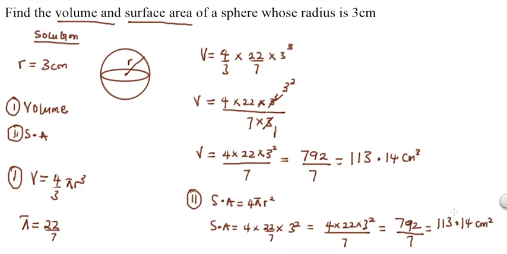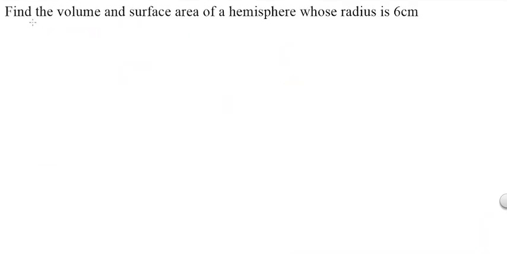So in this case, you have the surface area and the volume giving you the same value, but it rarely happens. So let's look into examples on hemispheres to see how to calculate volumes and surface areas of hemispheres. In this question, we are told that we should find the volume and surface area of a hemisphere whose radius is 6 centimeters. Like I did before, I'll write out my solution first.